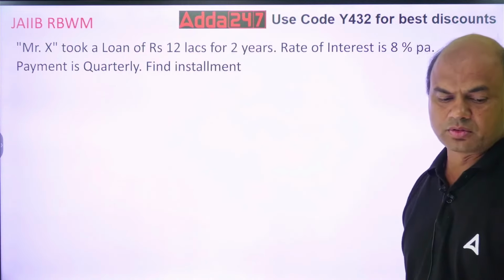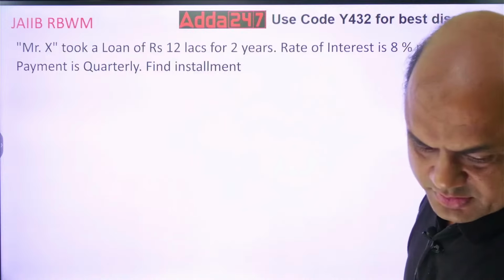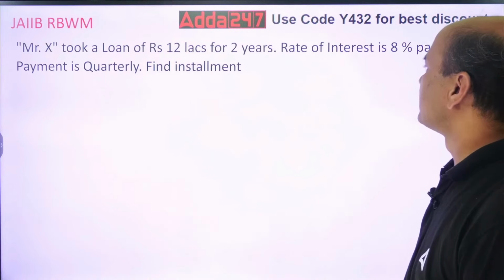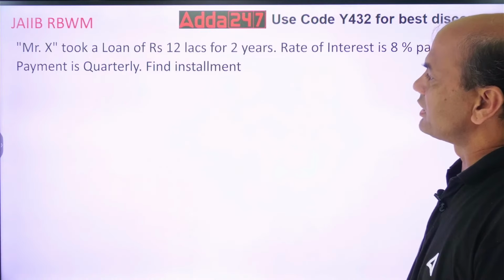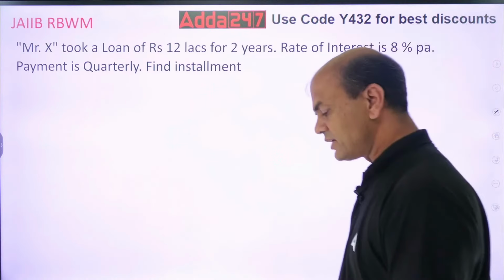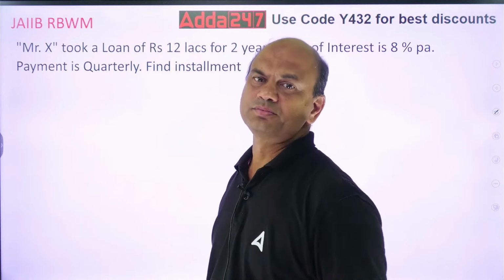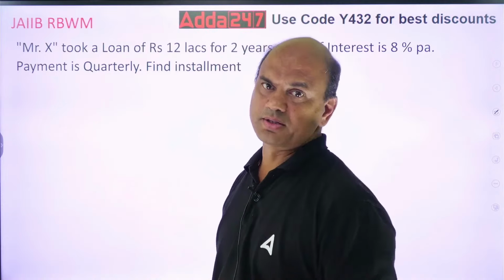Mr. X took a loan of rupees 12 lakhs for 2 years. Rate of interest is 8% per annum. Payment is quarterly. Find the installment. Now this is the EMI problem. Okay, you have to find the installment. Now what is the formula for installment?